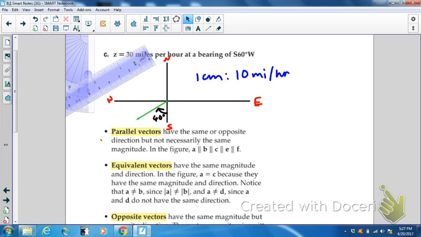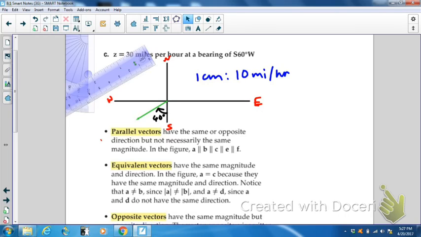The bearing ones, if it's a quadrant bearing, it's going to be written in the form, in the case of problem C here, starting in the south 60 degrees to the west. And so we know we're going to start on the south. If it is a true bearing, then you always start at the north and go clockwise.